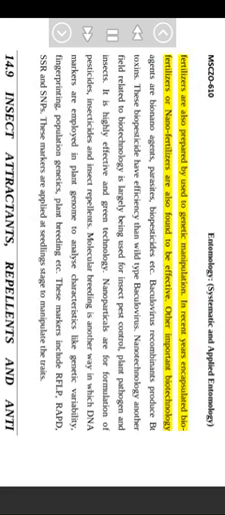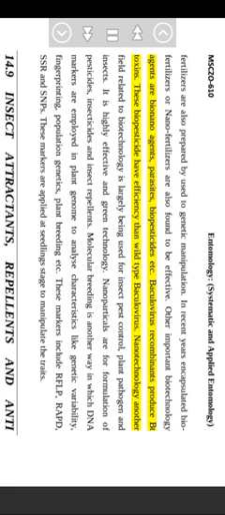Fertilizers are also prepared by the use of genetic manipulation. In recent years, encapsulated biofertilizers or nanofertilizers have also been found to be effective. Other important biotechnology agents are bionano agents, parasites, biopesticides, etc. Baculovirus recombinants produce Bt toxins. These biopesticides have greater efficiency than wild-type baculovirus.